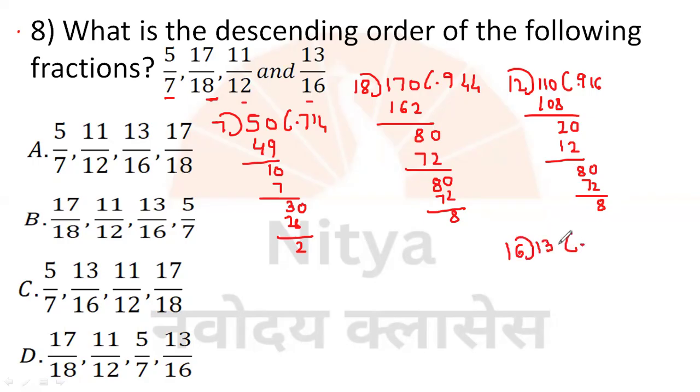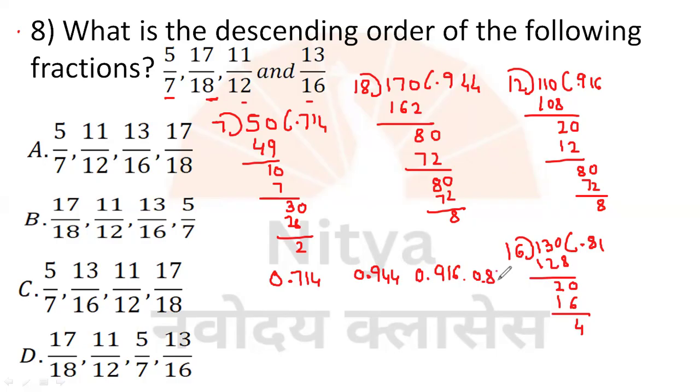13. So point and then 0 and 16 eights are 128. 130 minus 128 is 2. And again take a 0, and 16 ones are 16. 20 minus 16 is 4. So now see here we have to write down the answer: 0.714, 0.944, 0.916, and 0.81.